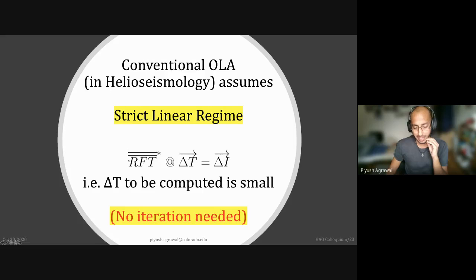That means that when you're solving this linear system of equations, the delta t that you need to compute is very small. That means your guess model is super close to the real atmosphere, which further means that you do not have to do any iteration. You just compute the inverse of the response function once, multiply on both sides, and you get your delta t, and you're good to go. You don't have to update your guess model and feed that new guess model to the system to iteratively solve for delta t.